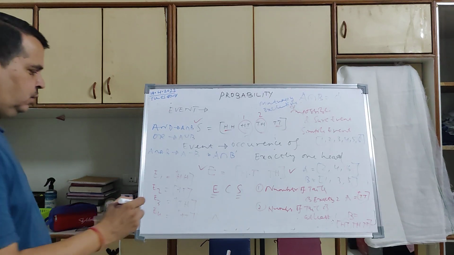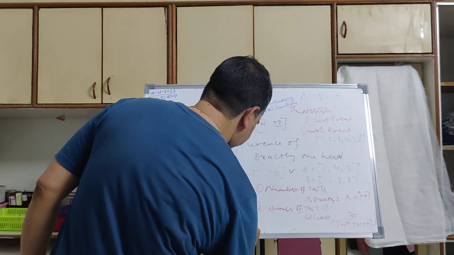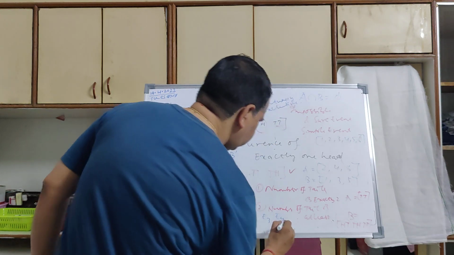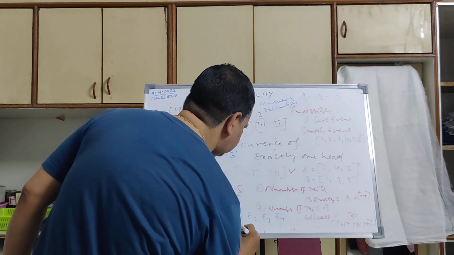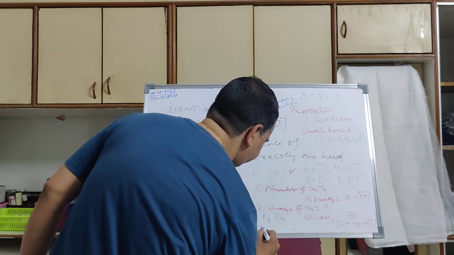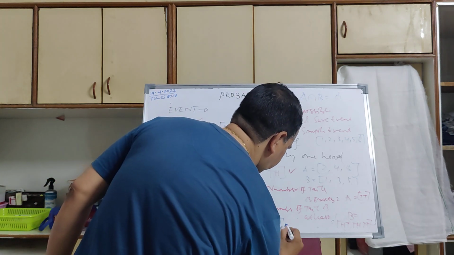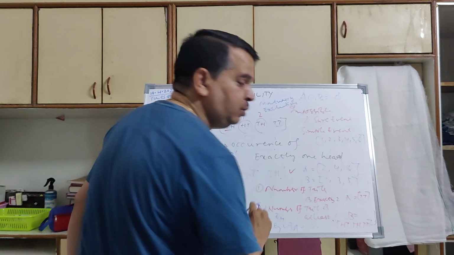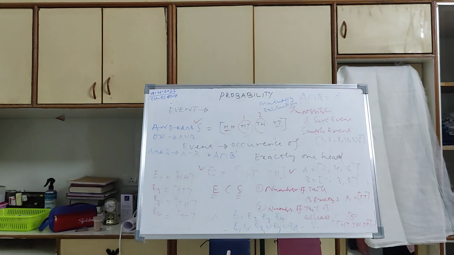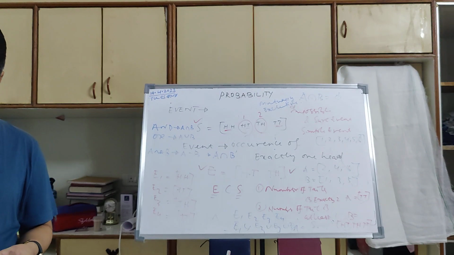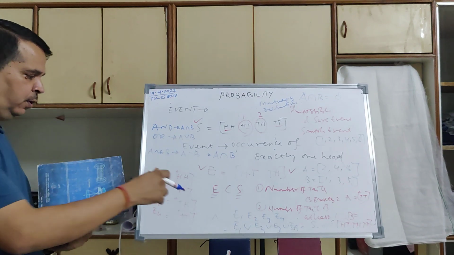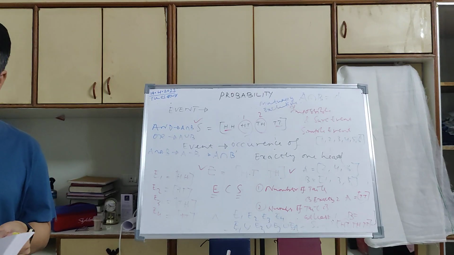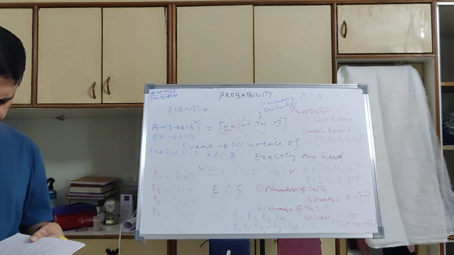So the combination of these events, if it gives the sample space, is called an exhaustive event. If you have events, let us say E1, E2, E3, E4, the combination of E1, E2, E3, E4, if it is the sample space, then it is called exhaustive. The combination of all these events, if it gives rise to the sample space, is so called exhaustive.